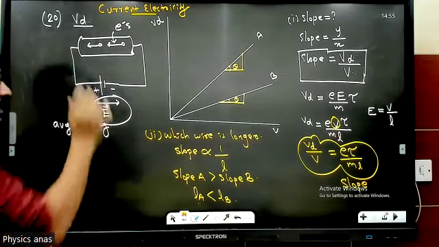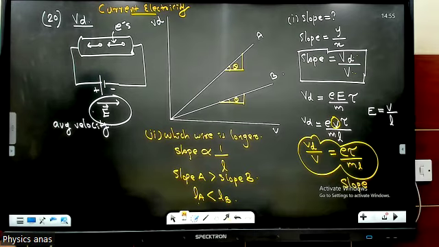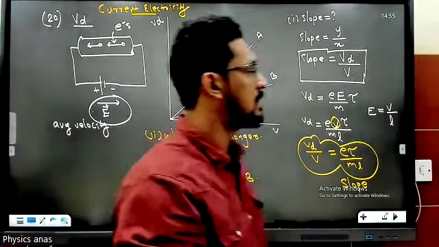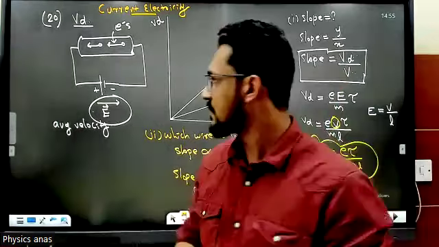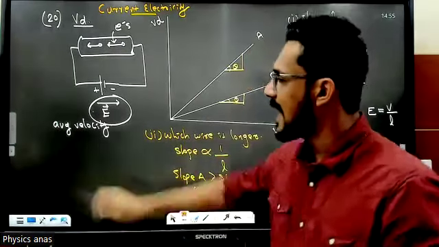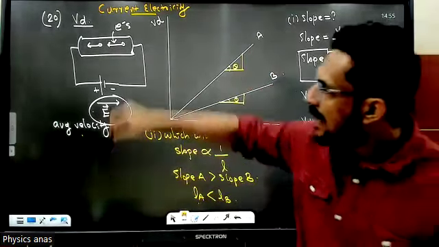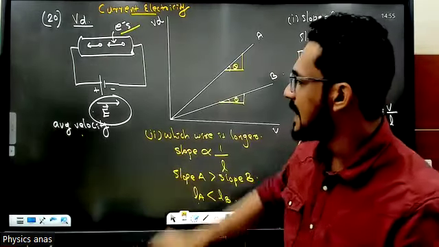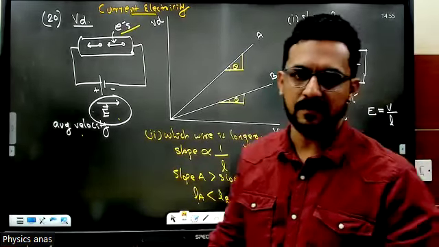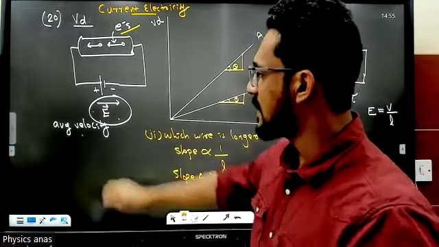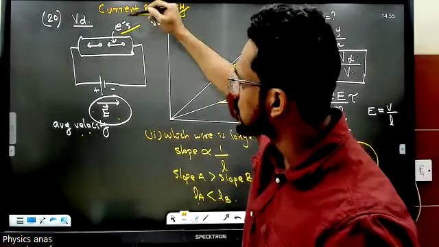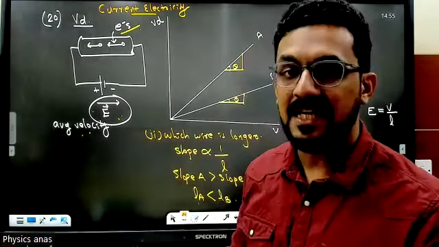Then the electrons will get an average velocity. That average velocity is called the drift velocity. So what is drift velocity? Drift velocity is the average velocity acquired by the electrons in the presence of an electric field.